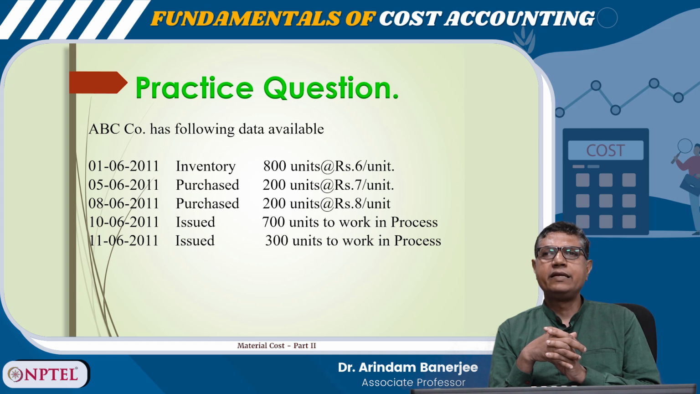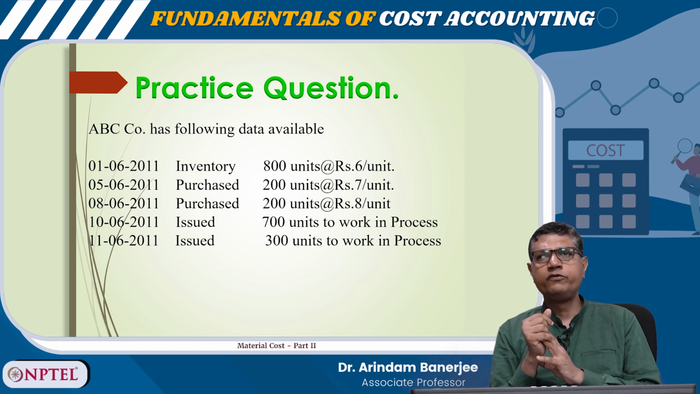You see on the left hand side, the first column are the dates, right? And on 1st June 2011, there is an inventory of 800 units and the price is rupees 6 per unit. Then on 5th June, a new purchase happened of 200 units at 7 per unit, right? On 8th June, another purchase happened, that is 200 units at the rate of 8 per unit. Now, on 10th June, the first issuance happened, 700 units to work in progress. And on 11th June, another issuance happened, 300 units to work in progress.